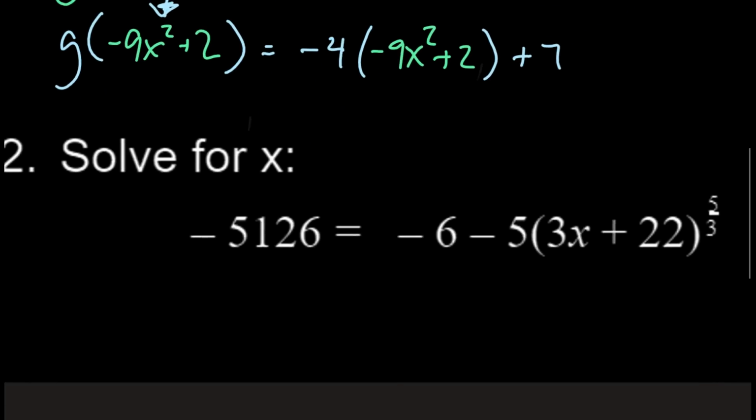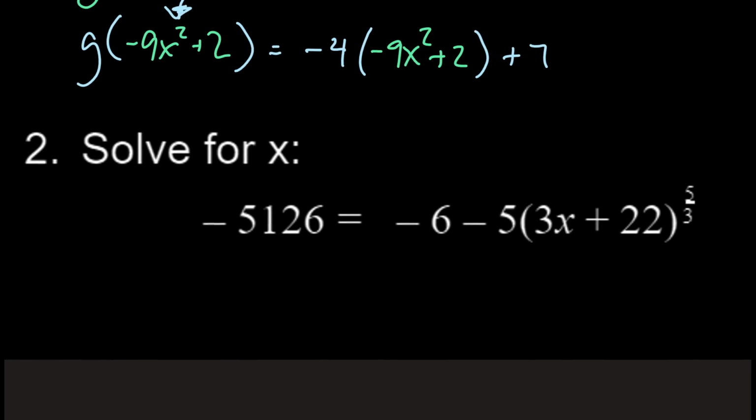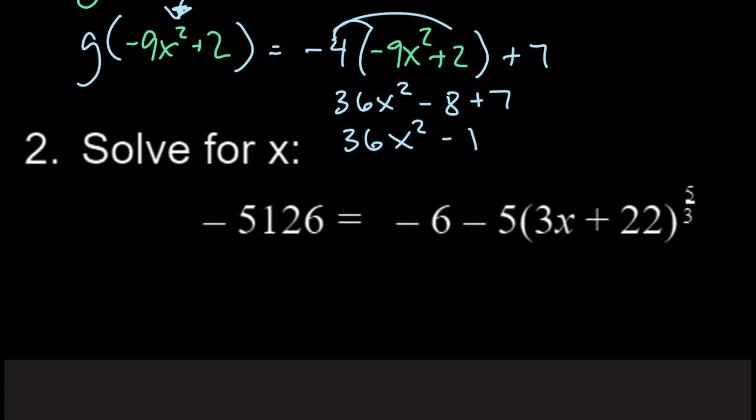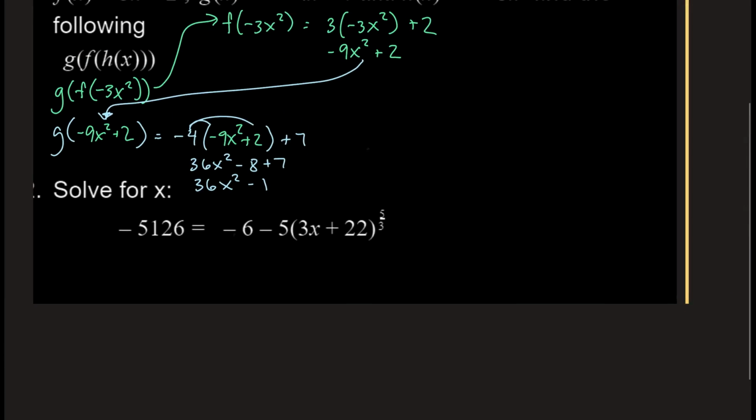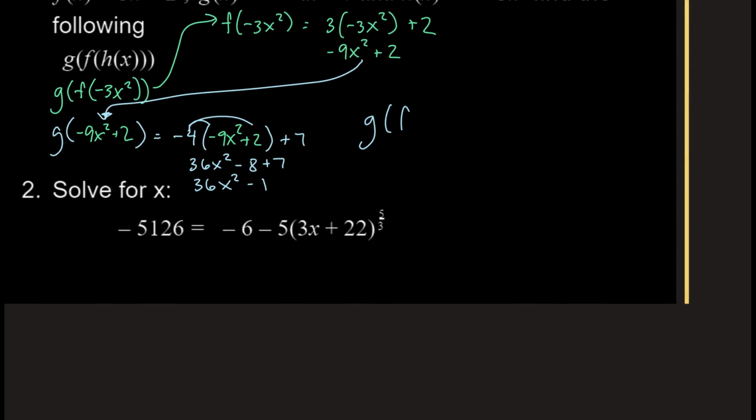So can this be simplified further? Yes, you distribute the negative 4. Negative 4 times negative 9 is? Negative 4 times 2 is? Plus 7. What do we do here? So that is what g of f of h of x is equal to. 36x squared minus 1.